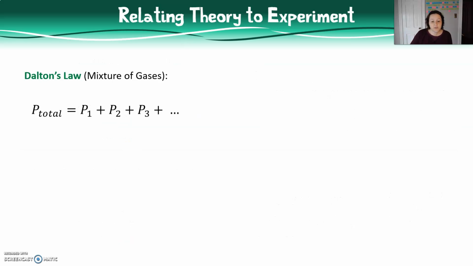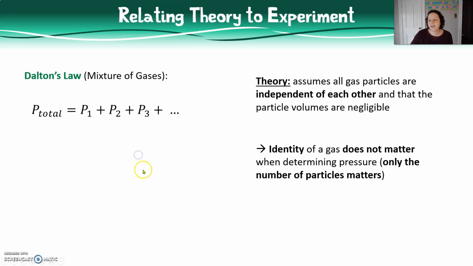We can also explain Dalton's law with kinetic molecular theory by noting that in kinetic molecular theory, we assume that all gas particles are independent of each other and that particle volumes are negligible. So this really cuts to the chase of the identity of the gases in a mixture not really mattering when it comes to determining pressure. And the take-home point here is that when you're dealing with pressure in a mixture, so the total pressure, only the number of gas particles matters, not the nature of the gases. So it doesn't matter what type of gases you have. All that matters is how many total particles of gas you have.